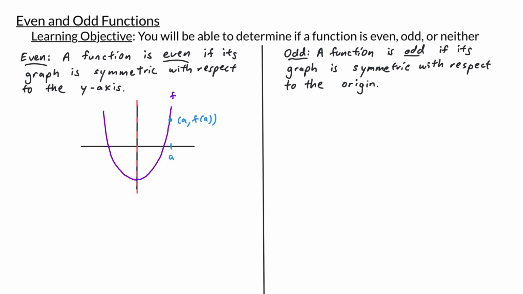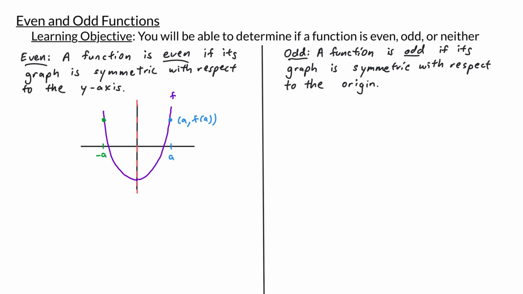Since we have symmetry with respect to the y-axis, the y-axis acts as a mirror for us. Our point a, f of a will have a mirror image across the y-axis. Let's try to determine the coordinates of this point. For our blue point, we're a units away from the y-axis. So to get to our green point, we should also go a units away from our y-axis, only this time we're going in the opposite direction. So the x-coordinate for our green point should be negative a.